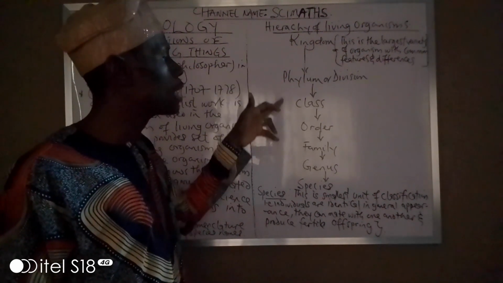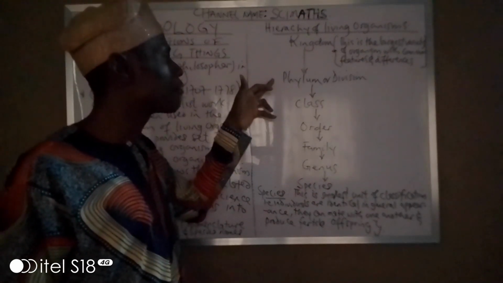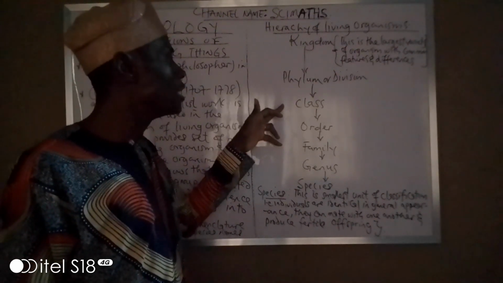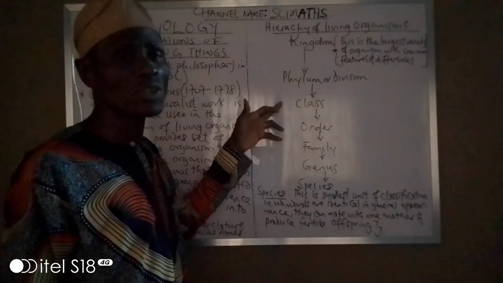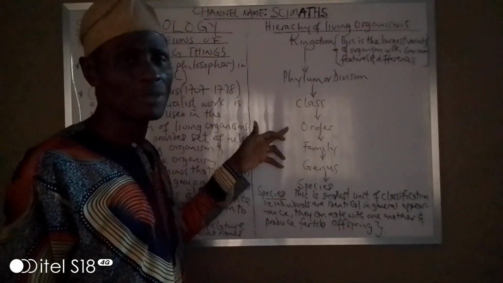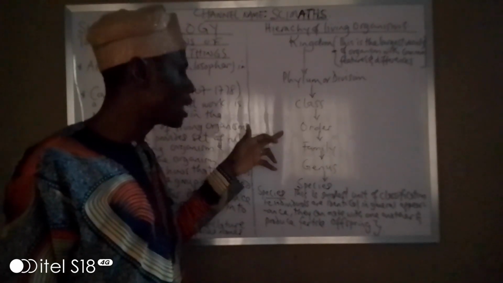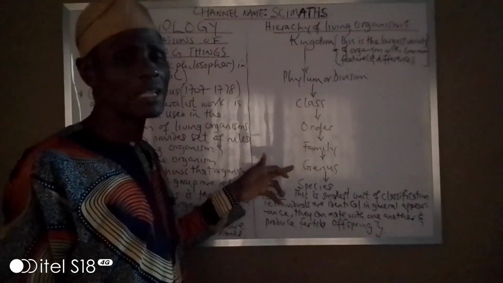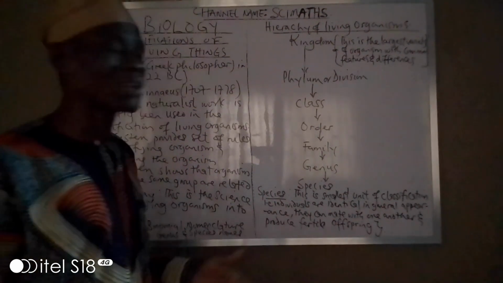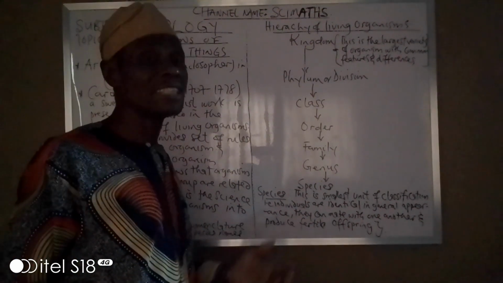After phylum, we have what is called the class. This class is under phylum or division. It groups related organisms that have certain things in common and differences. After the class, we move on to the order. From the order, we move to the family. And then from family, we move on to the genus. And then the last one is called the species. The species is the smallest unit of classification of organisms, having identical general appearance.